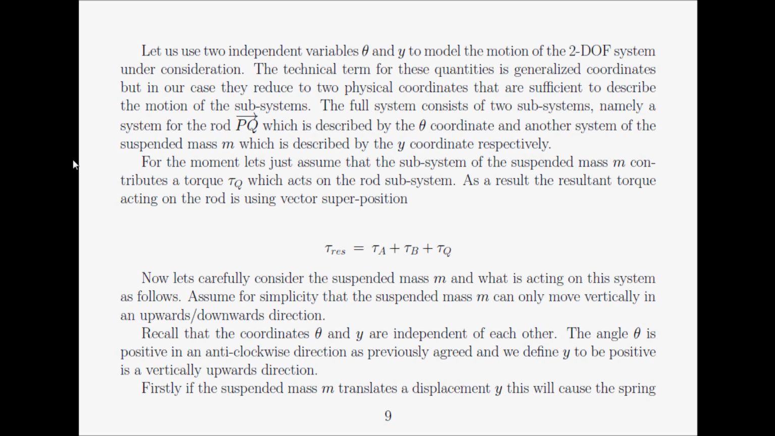We've worked out the torque for the spring K2, which is torque B, and the combination of the suspended mass and the spring K3 we'll call torque Q. So, for simplicity in this problem, we'll assume the suspended mass can only go vertically upwards and downwards. Technically, it will go in a type of arc depending on the magnitude of the angle theta, but we'll assume theta is quite small, 1 degree or 2 degrees, therefore the arc motion is approximately in a straight line.